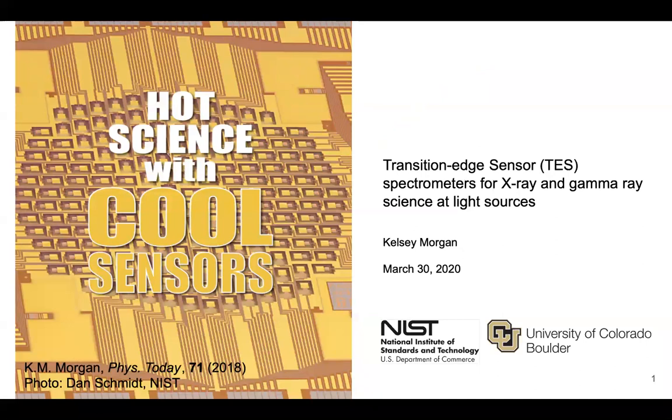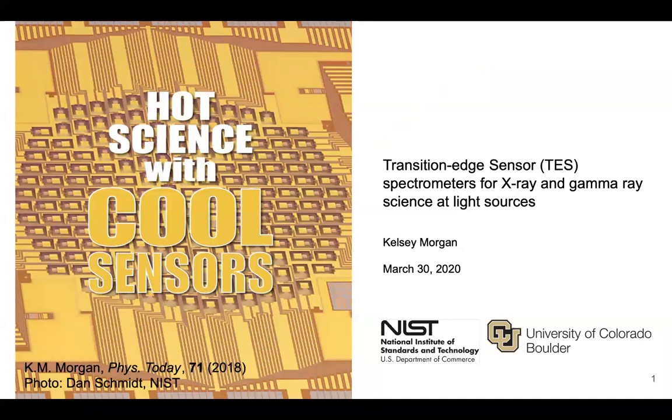I'm Kelsey Morgan from the National Institute of Science and Technology in Boulder, Colorado. And unlike the previous speakers in this series, I'm actually pretty new to the field of X-ray science. My background is in cryogenic microcalorimeter X-ray detectors. So today I'm going to talk about one particular type of cryogenic detector, the transition edge sensor, or TES.